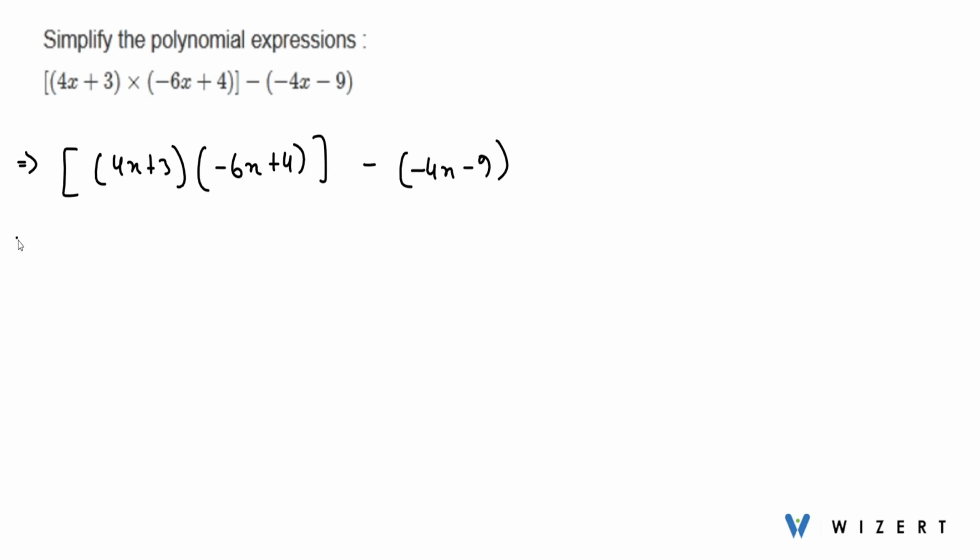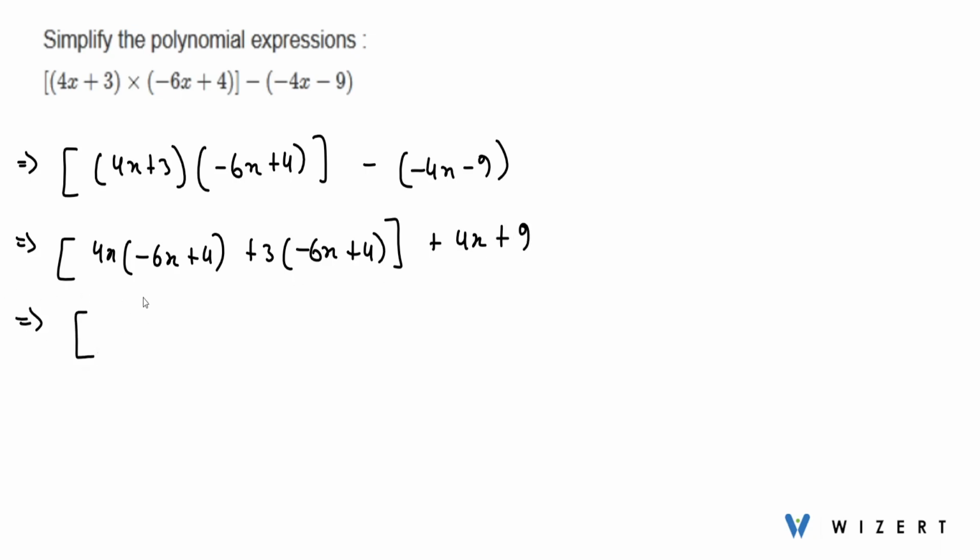Okay, so 4x multiplied by -(6x + 4), and then we have plus 3 multiplied by -(6x + 4). And from -(-4x - 9) we can take -1 common, so -1 multiplied by -1 will become plus 1, so it will become +4x + 9.